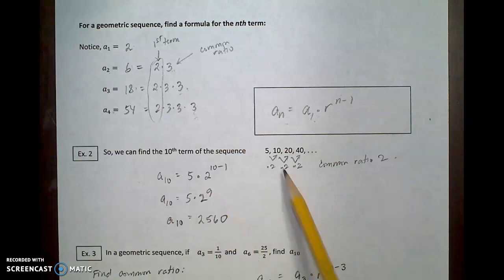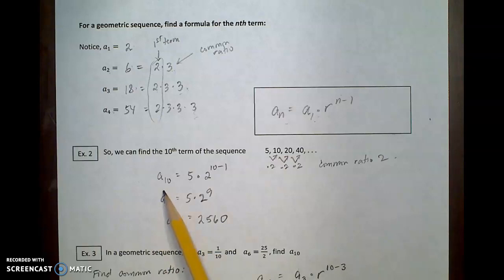So here, for example, we're looking at this sequence. It is a geometric because as I go from one term to the next, I'm multiplying by 2 each time. That's my common ratio. So again, to find the 10th term, I'm going to take the first term times my common ratio put to the term number minus 1 as an exponent. Alright, so that gets me, my 10th term is 2,560.